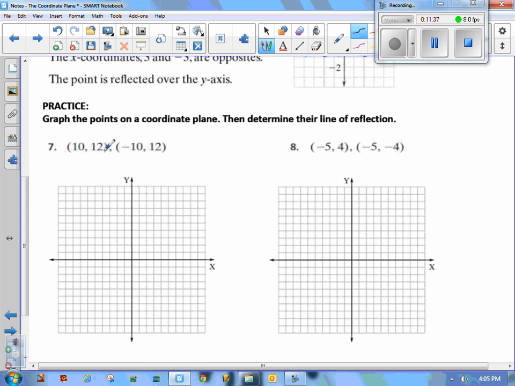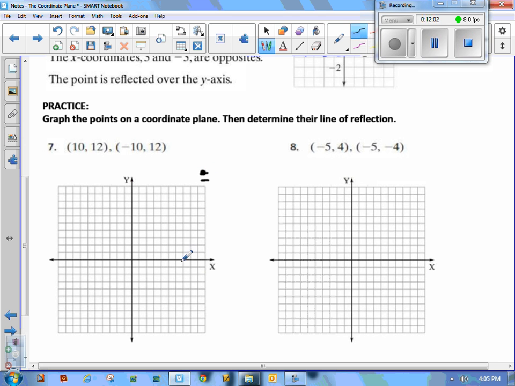On number 7, I'm going to plot (10, 12). 10 is positive, sorry, so I should be going to the right. 1, 2, 3, 4, 5, 6, 7, 8, 9, 10. And then I'm going to go up 12. 1, 2, 3, 4, 5, 6, 7, 8, 9, 10. And they don't have 12, so I'm going to make 11 and 12. And there would be my point.